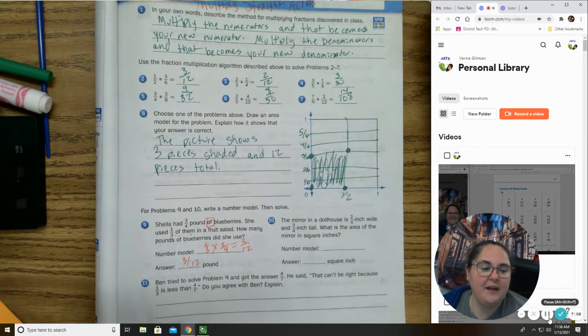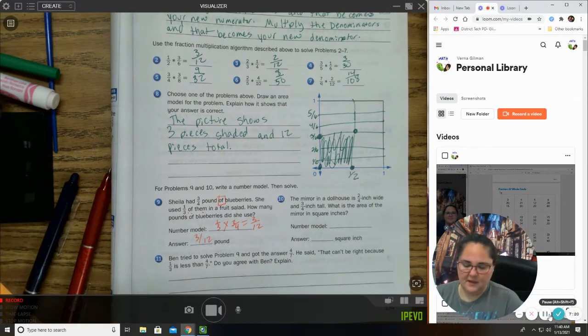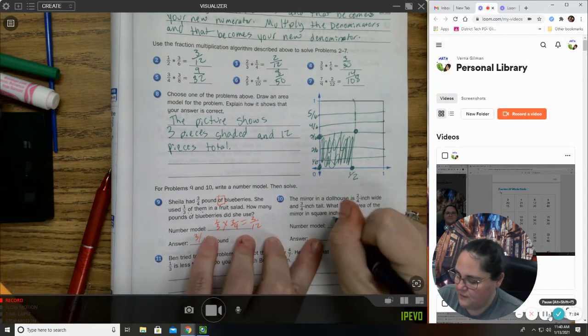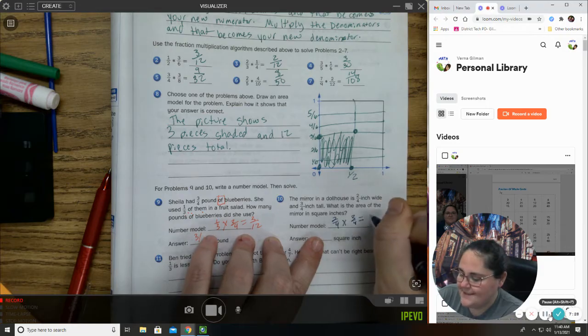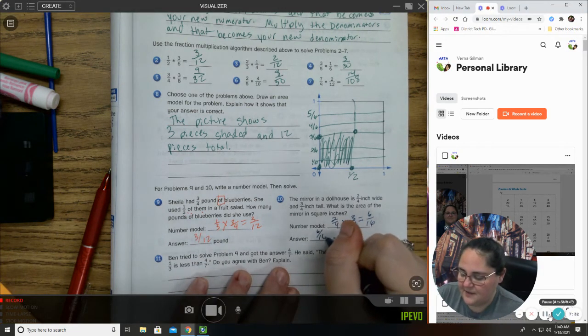I want you to try to find the number model for number 10. The mirror in a dollhouse is 2/4 of an inch wide and 3/4 of an inch tall. What is the area? What is my number model? All right, so for this one, you should have done 2/4 times 3/4 equals 6/16. That should have been your answer.